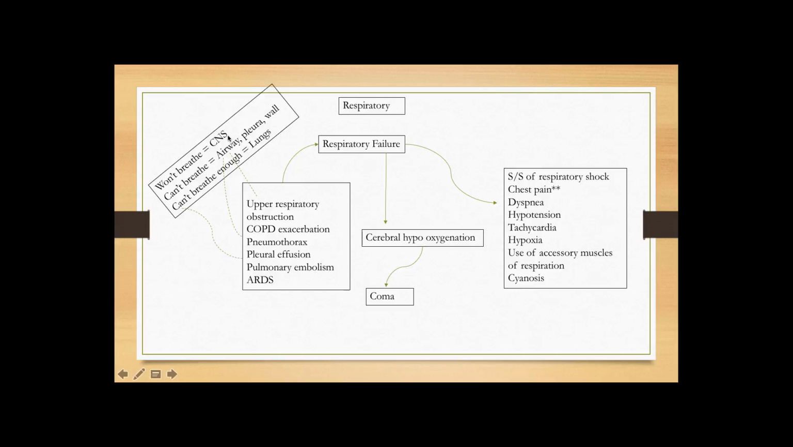But then the other category, which is not as common, is central nervous system depression. So anything in the central nervous system that is suppressing the respiratory center will cause hypopnea. So these patients just won't breathe, and that's how they will go into respiratory failure.